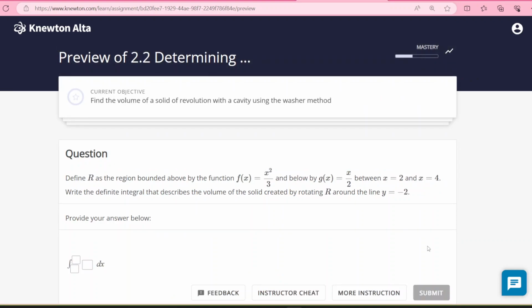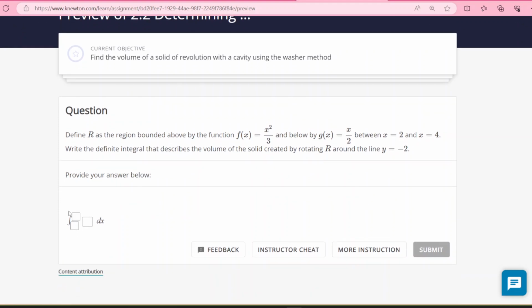Now we're still doing the disk washer method here. We're still doing these volumes of revolution, so the procedure is not changing. But this time, for this objective, find the volume of a solid of revolution with a cavity, some hole in it, using the washer method. So remember I said earlier, washers are just big disks with little disks cut out of them in the middle. So let's see what happens here. Once again, we're asked to just set up the integral that would provide the volume of the solid created.